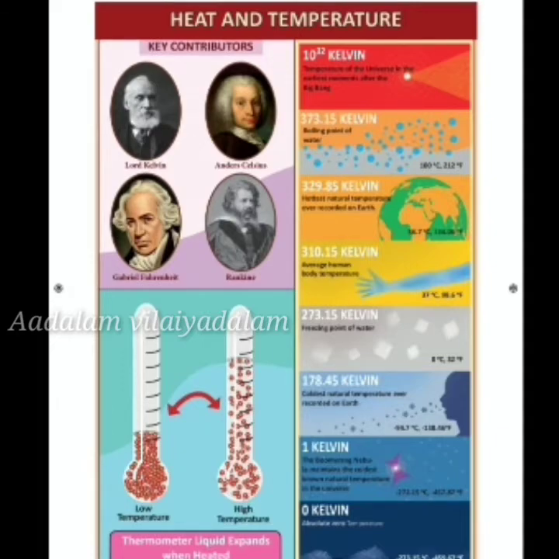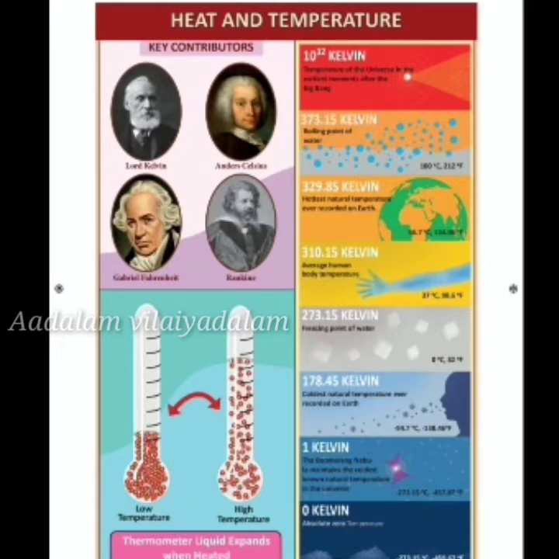Hottest natural temperature ever recorded on Earth is 329.85 Kelvin. 310.15 Kelvin is average human body temperature. 273.15 Kelvin is freezing point of water. 178.45 Kelvin is the coldest natural temperature ever recorded on Earth. At 1 Kelvin, the Boomerang Nebula maintains the coldest known natural temperature in the universe. 0 Kelvin is absolute zero temperature.